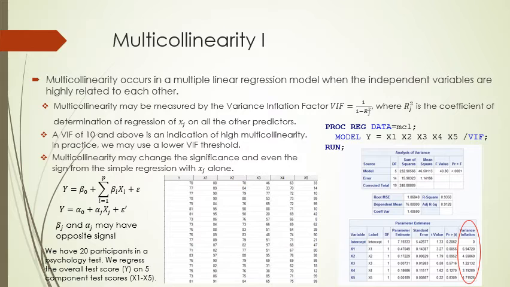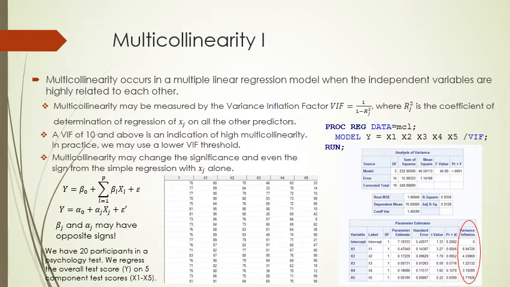The multicollinearity may be estimated by the variance inflation factor VIF. VIF is the inverse of 1 minus R squared j, where R squared j is the coefficient of determination when we regress xj on all the other predictors. Normally, a VIF of 10 and above is an indication of high multicollinearity. We may suggest using a lower VIF threshold in practice.